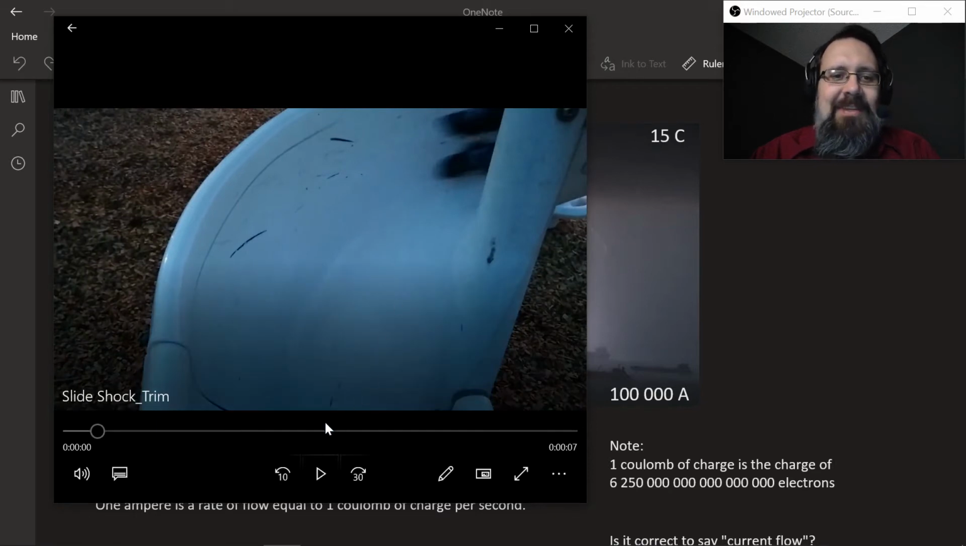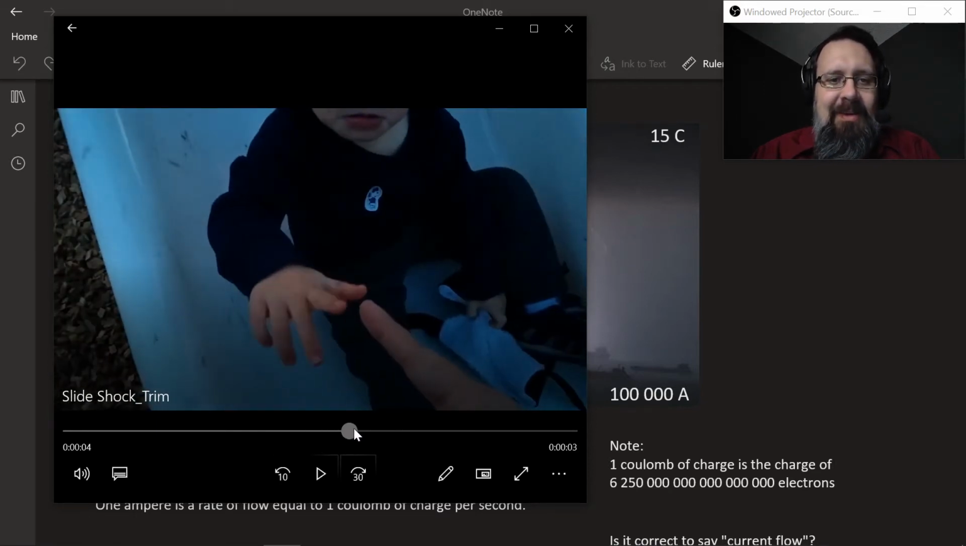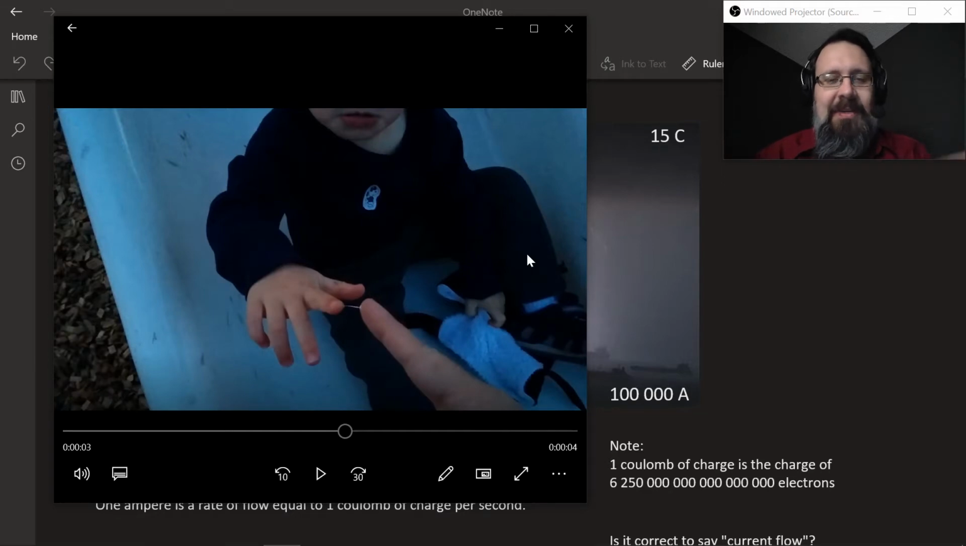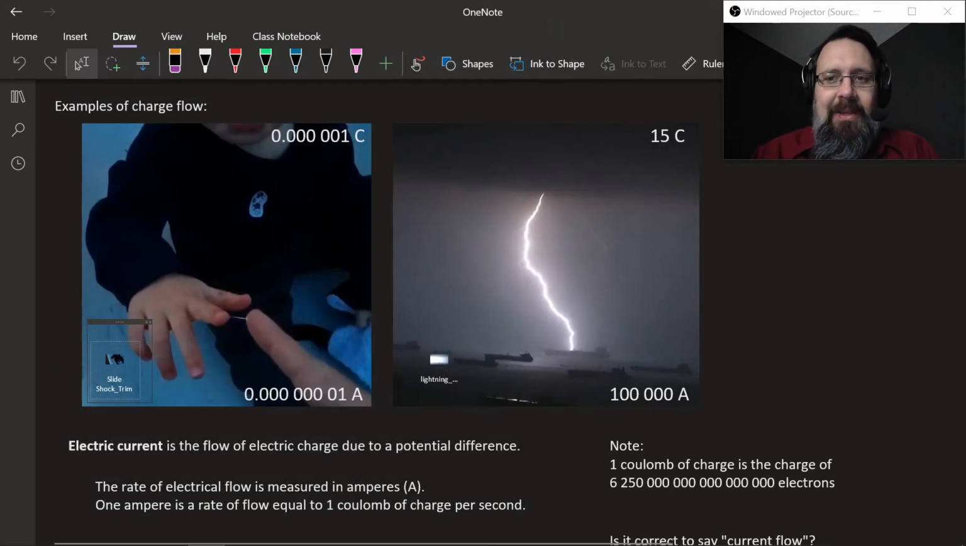So he slides on the slide, he gets charged up, and then there's an electrical discharge between us. So current is flowing between us, or charges are flowing between us. We call the flow of charge current. Likewise, we also see current anytime there's a lightning storm.